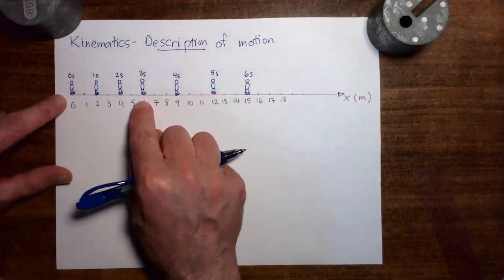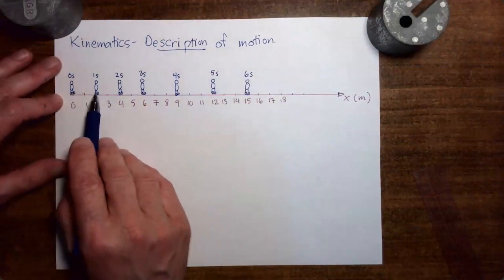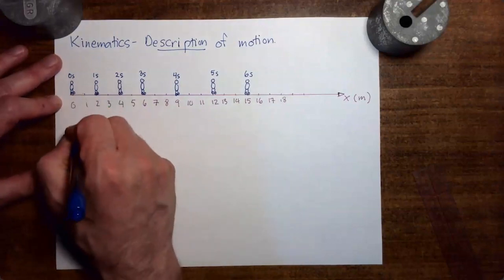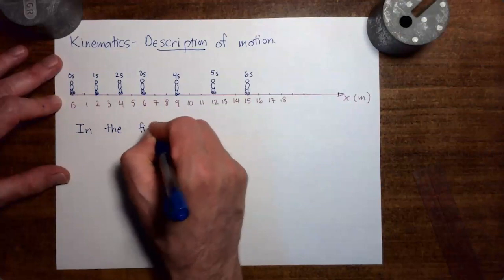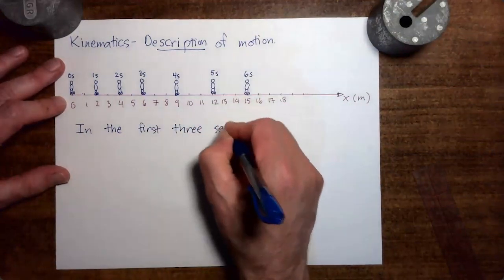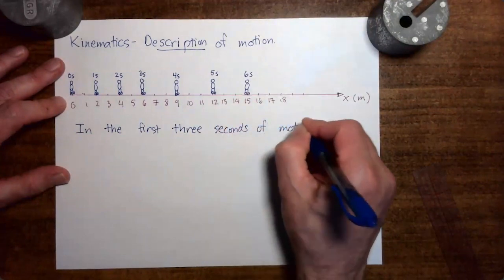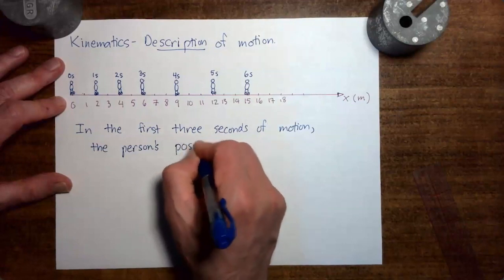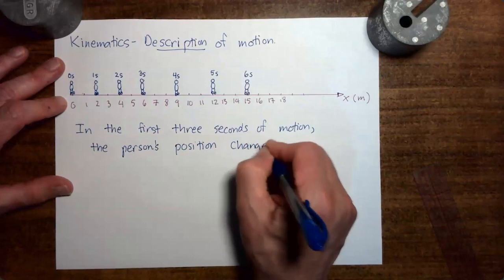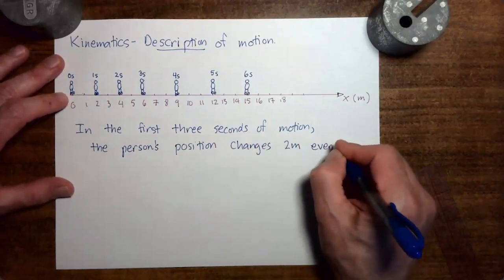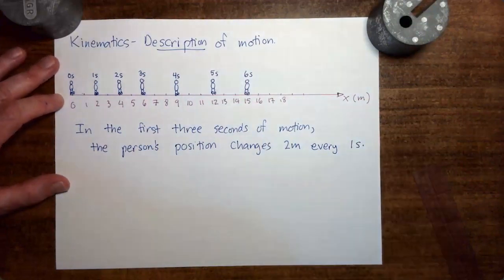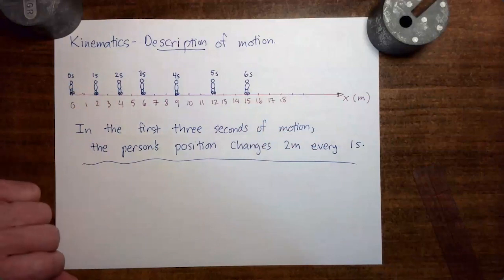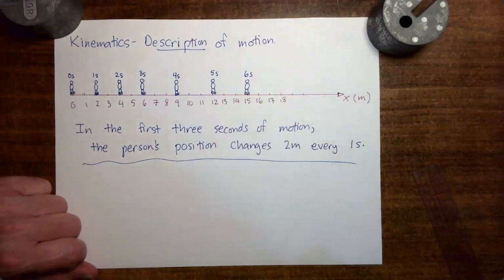If I look at the first 3 seconds of motion, I can say that the position of the person changes by 2 meters in every 1 second interval. Okay, so in the first 3 seconds of motion, the person's position changes 2 meters every 1 second. Okay. In the last 3 seconds of motion, from 3 seconds to 6 seconds, the person's position changes 3 meters in every 1 second interval.